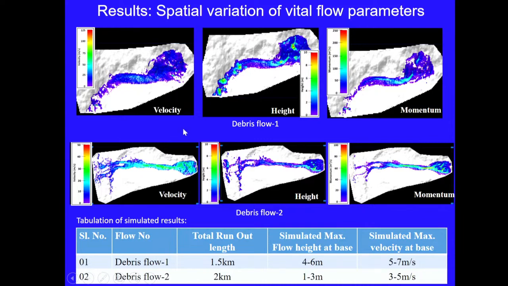These are the results where velocity, height and momentum of flow 1 and flow 2 we got. See the results. Flow 1 was 1.5 kilometers in length, and flow 2 was 2 kilometers, the runout length, and the simulated maximum height was 4 to 6 meters. Velocity was 5 to 7 meters per second. It's quite high. All these results are published in journals like Natural Hazards, etc. If people are interested, they can contact me further to get to read the whole article. So for two landslides, two debris flows, we tried to model those and got the results.